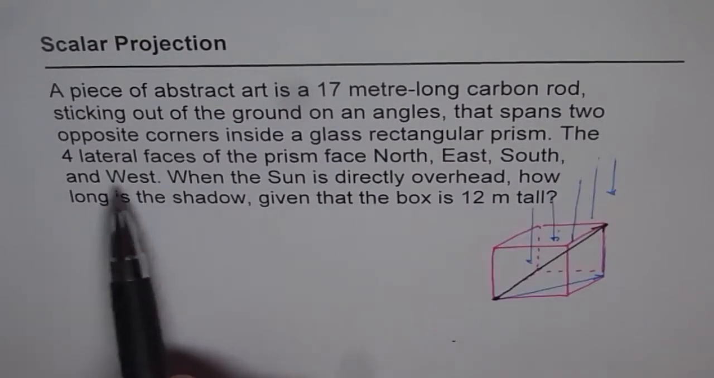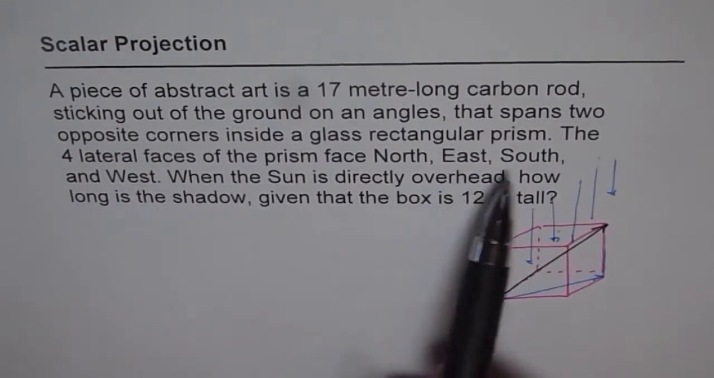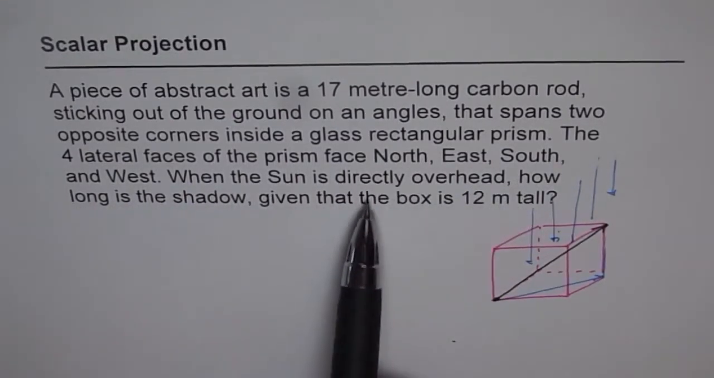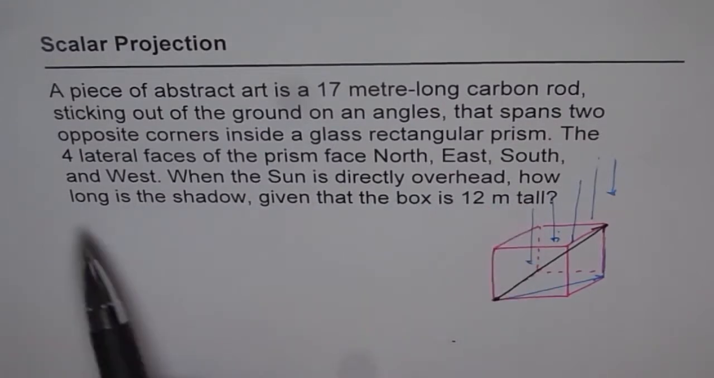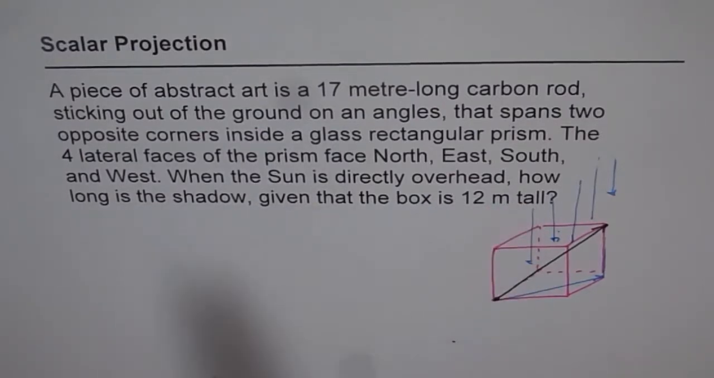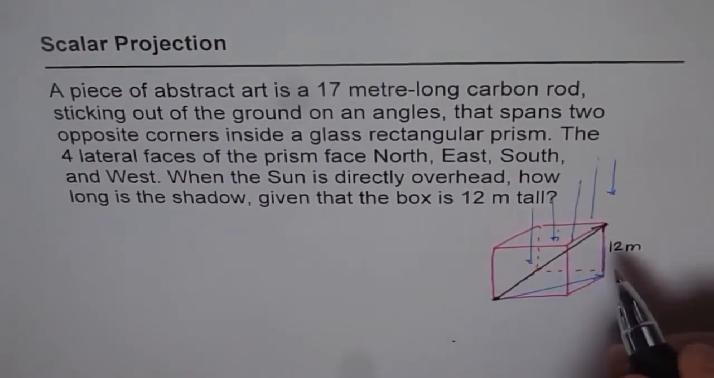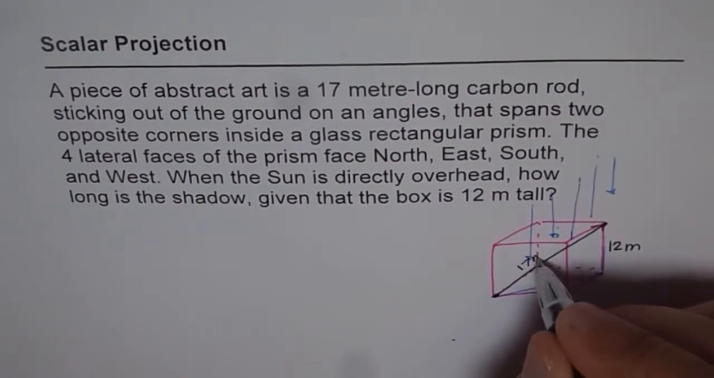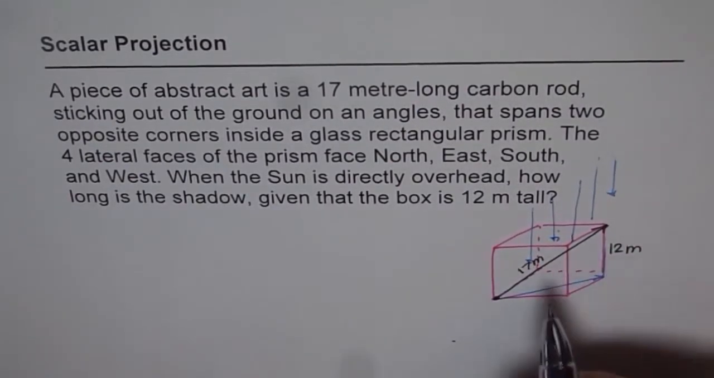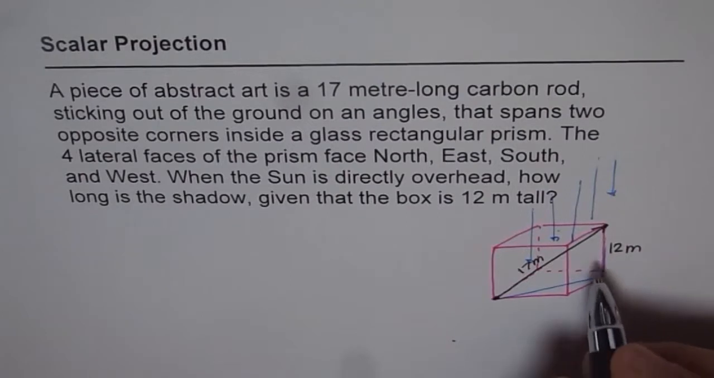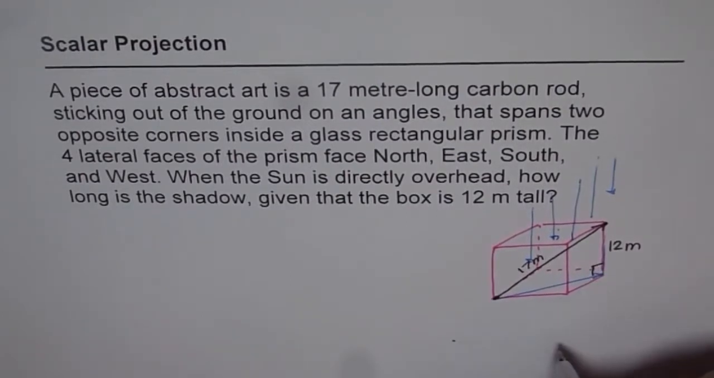So the four lateral faces of the prism face north, east, south, and west. When the sun is directly overhead, how long is the shadow? Given the box is 12 meters tall. That means we know this height as 12 meters. So we know two things. That is, this is 17 meters and that is 12 meters, and we need to find the length of the shadow. And we also know this will be right angles.